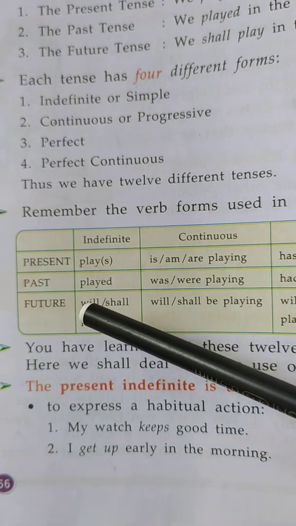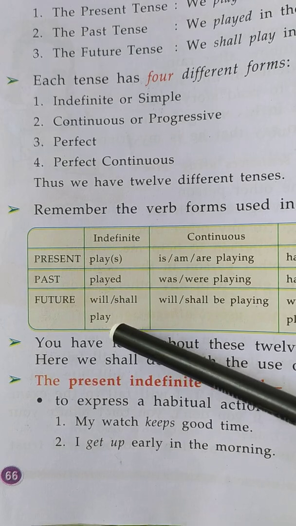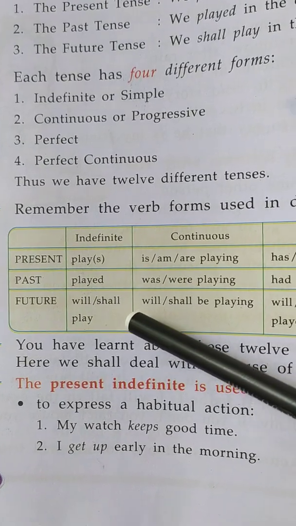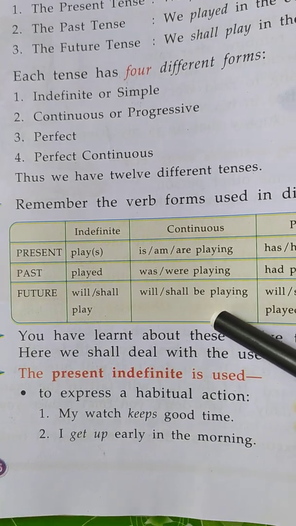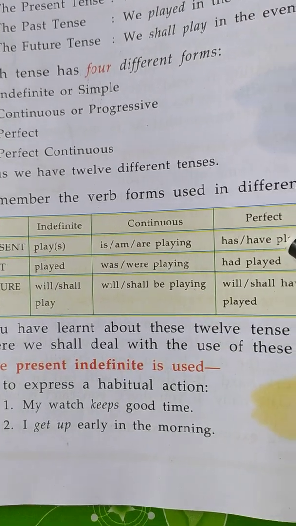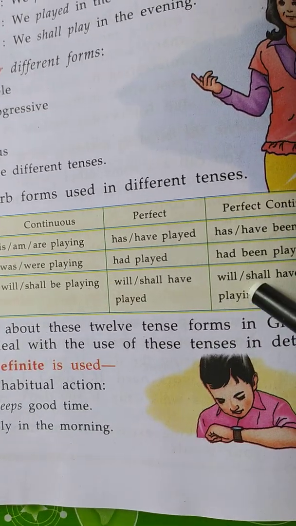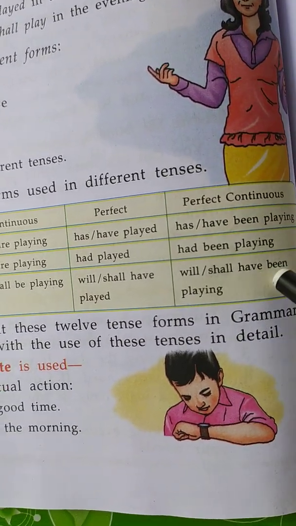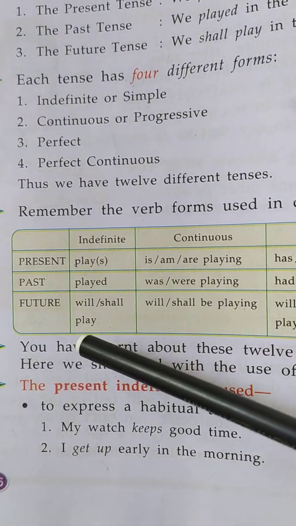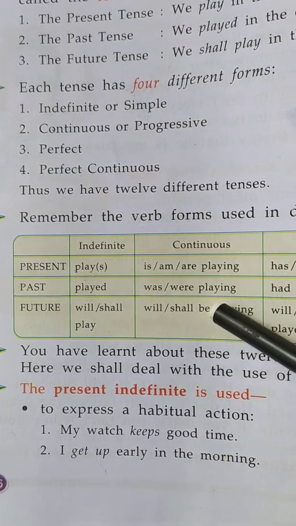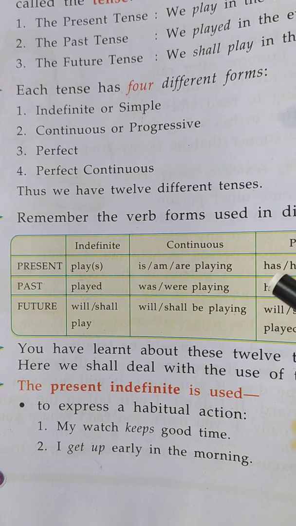Now see, future indefinite, will or shall, then V1 like play. Future continuous, will or shall be playing. Future perfect, will or shall have played. Future perfect continuous, will or shall have been playing. These all are the verb forms given for each tense, and we have to use the correct verb form according to the subject.